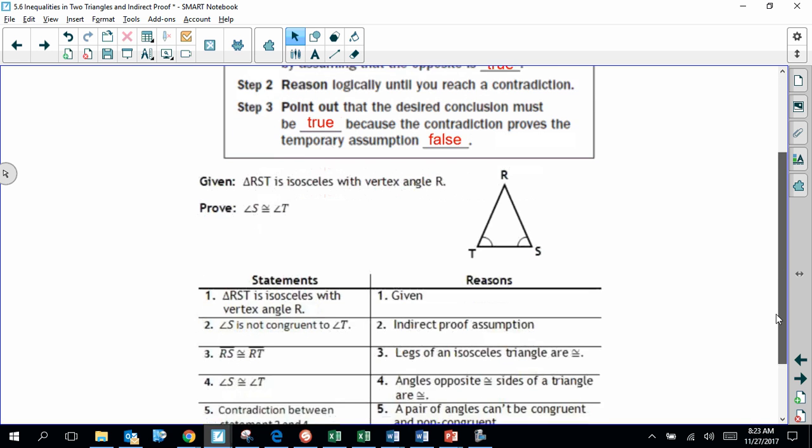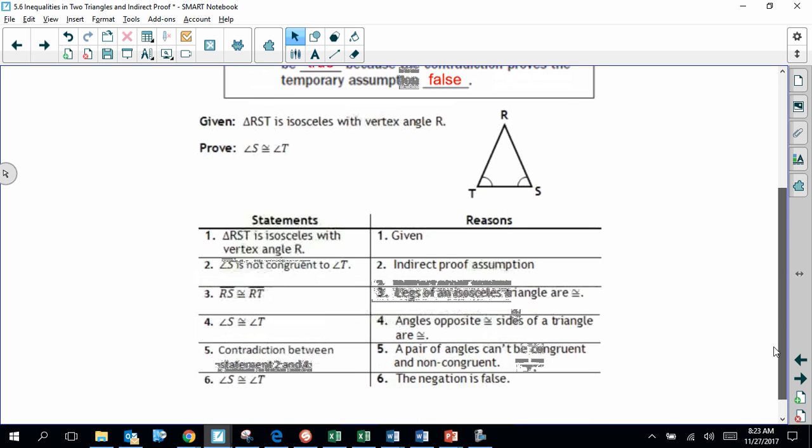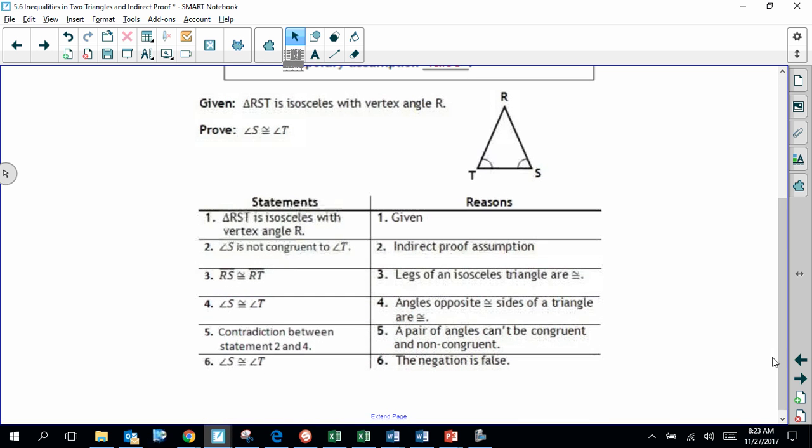The example that I'm giving you here is not included in your notes, but it is an example of an indirect proof. Here we're saying triangle RST is isosceles with vertex angle R. So we want to prove that angle S is congruent to angle T. Now we know that they have to be congruent because we've already talked about the base angles theorem of an isosceles triangle. It says that the base angles of an isosceles triangle have to be congruent to each other. So for the time being, we're going to assume that angle S and angle T are not congruent to each other.